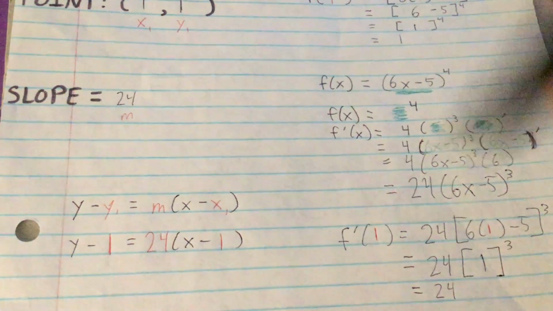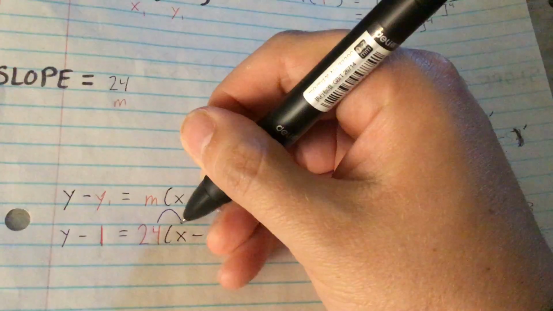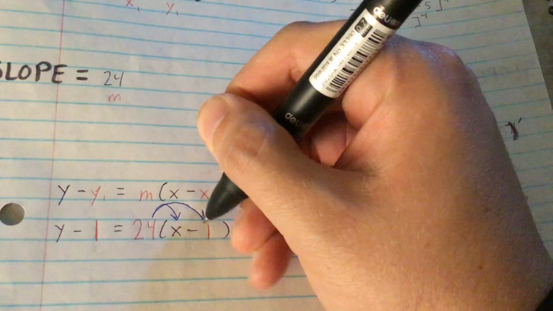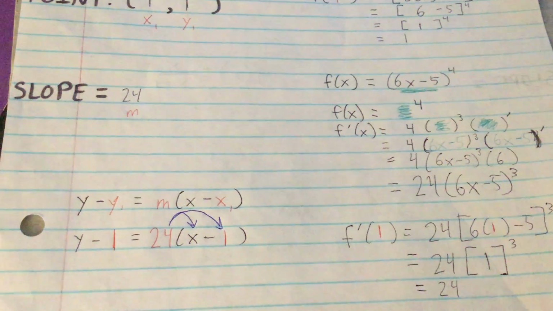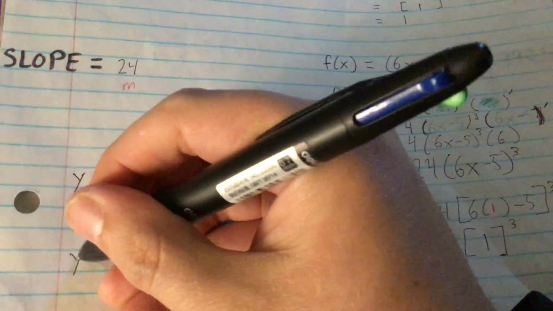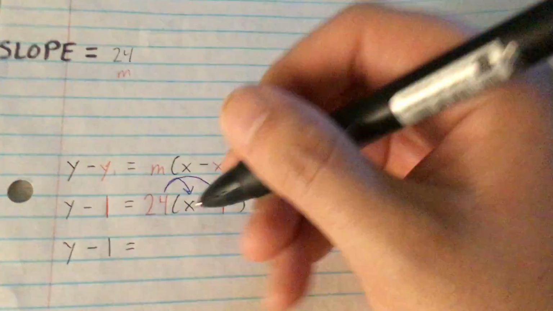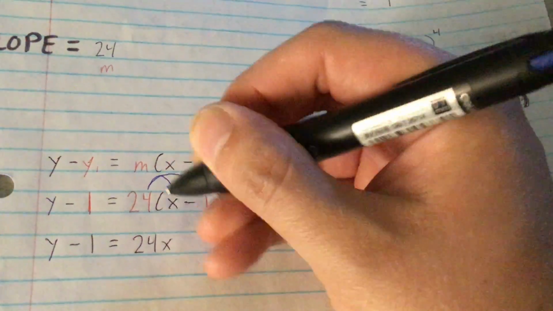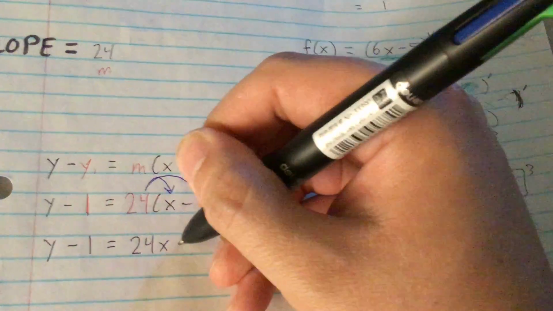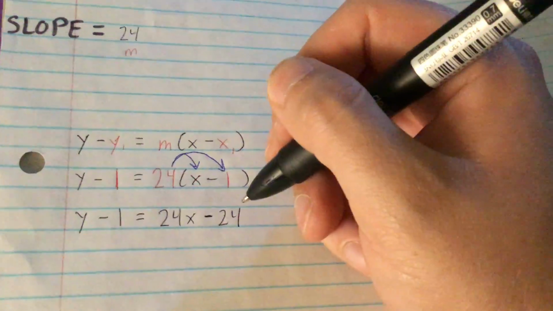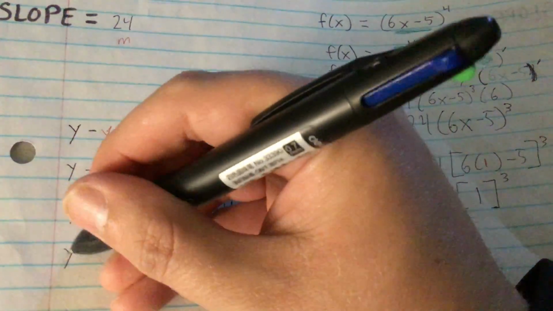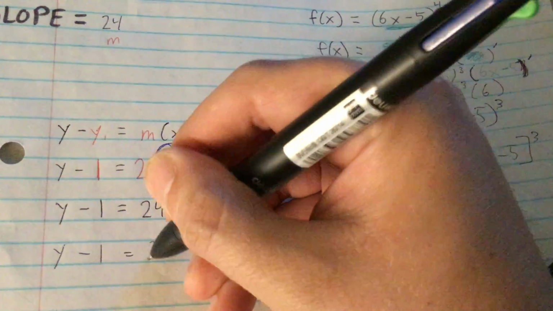Well, no. So now that there are no double negatives to clean up, I'm going to distribute the slope, giving me y minus 1 is equal to 24x. 24 times negative 1 is negative 24. And now I want to get y isolated by adding 1 to both sides.